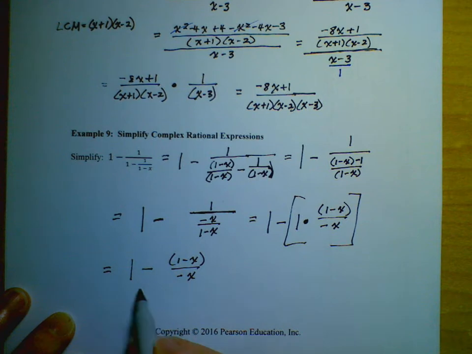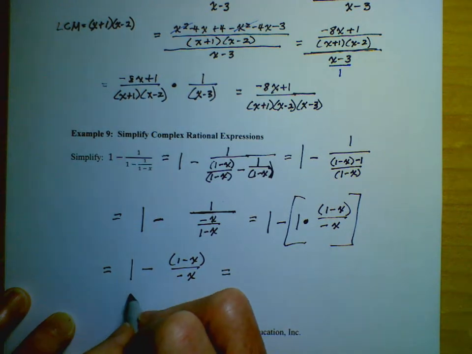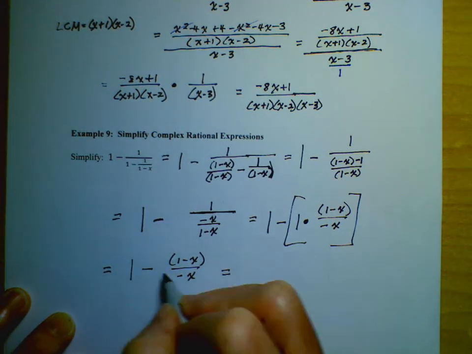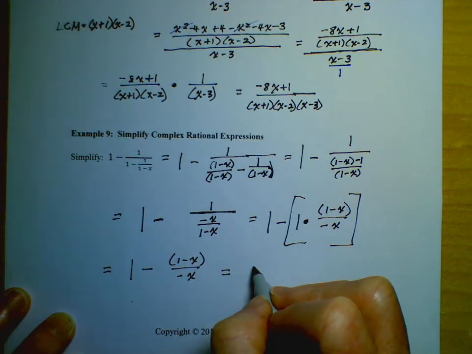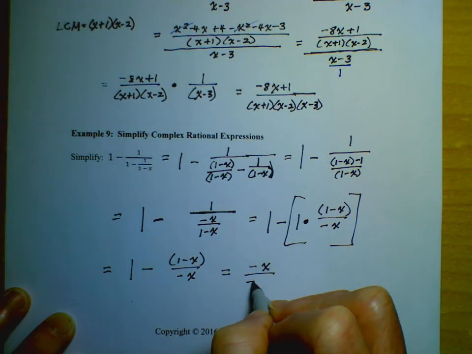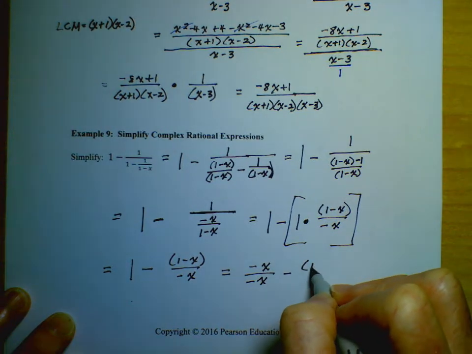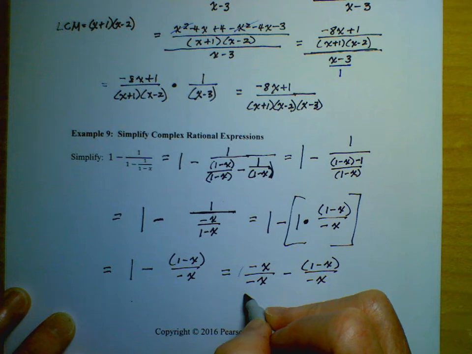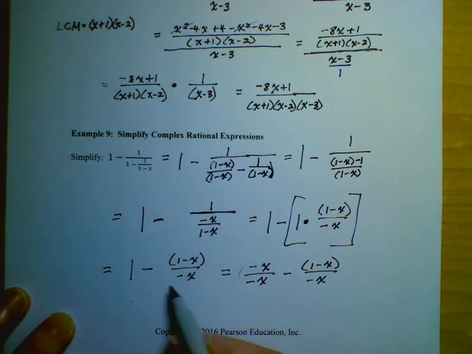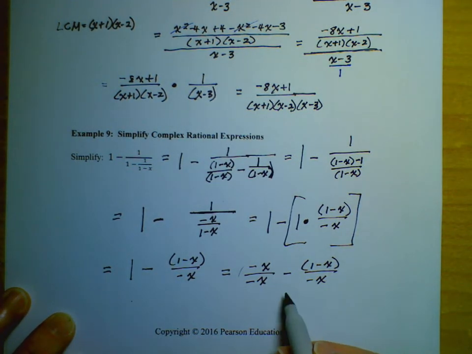Okay, so now we need a common denominator here. To subtract this from 1, these two have to have a common denominator. I can write the number 1 like this. I can multiply the top and the bottom by the common denominator, which is negative x. Check and see what I'm doing. Is this not 1? Any number divided by itself is 1. There's the 1. I rewrote it like that. I did that because now I have a common denominator.